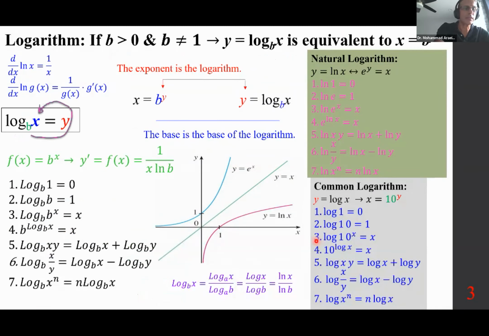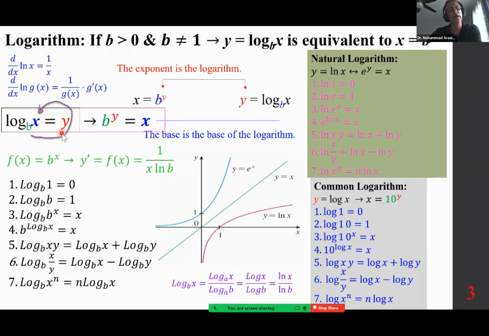And as long as we can see that whether we have a logarithmic format or exponential format, they have the same base, the same exponent, and we can go from one format to the next, all of these properties will be easily understood.